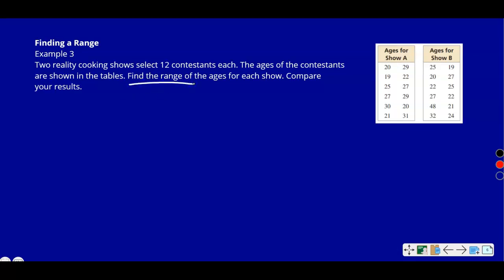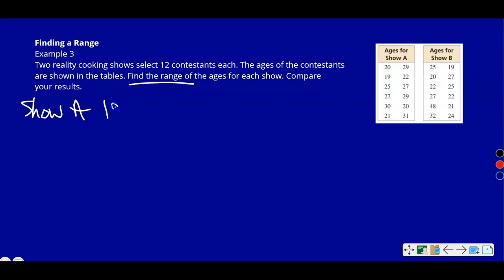Remember, the range by definition is the difference between the highest and the lowest value. So the first thing you may want to do, so let's hit show A. Let's put these in order.